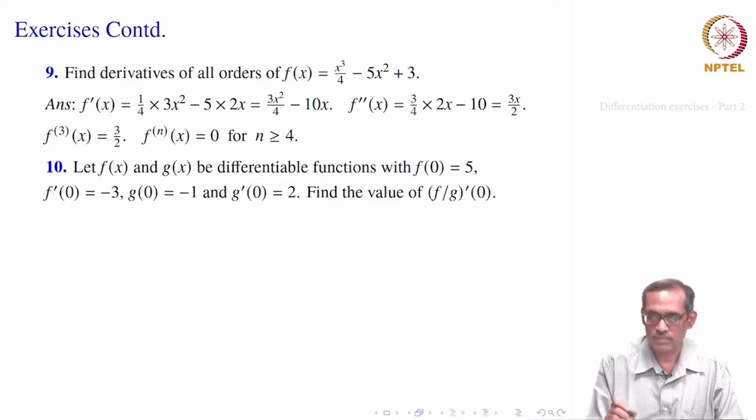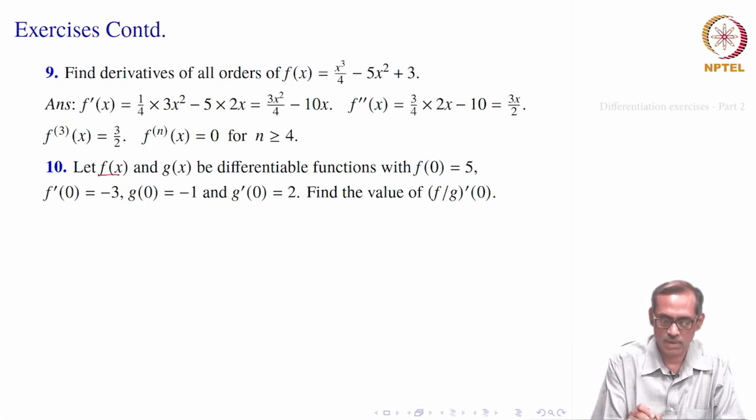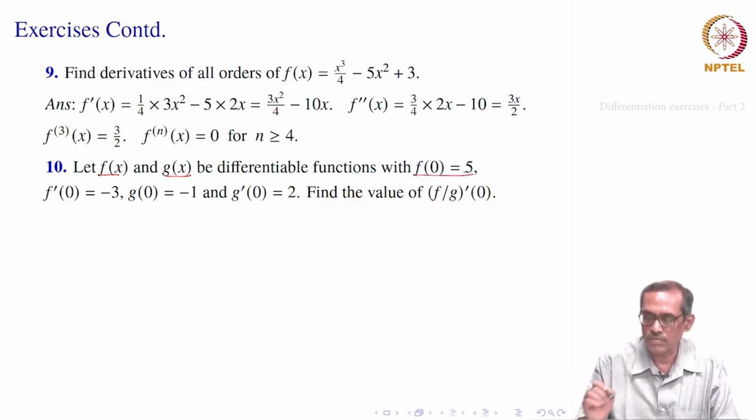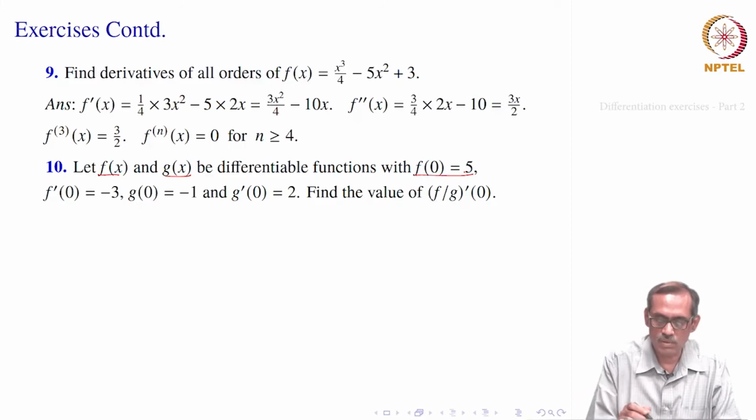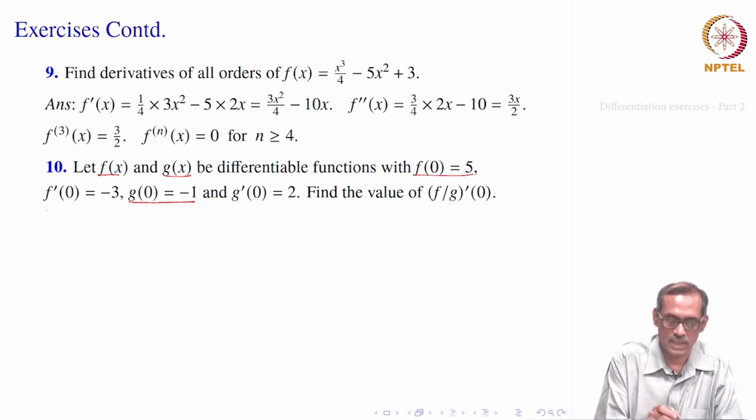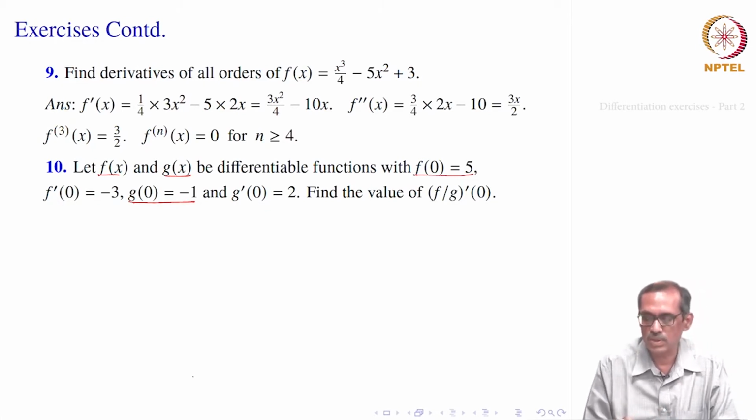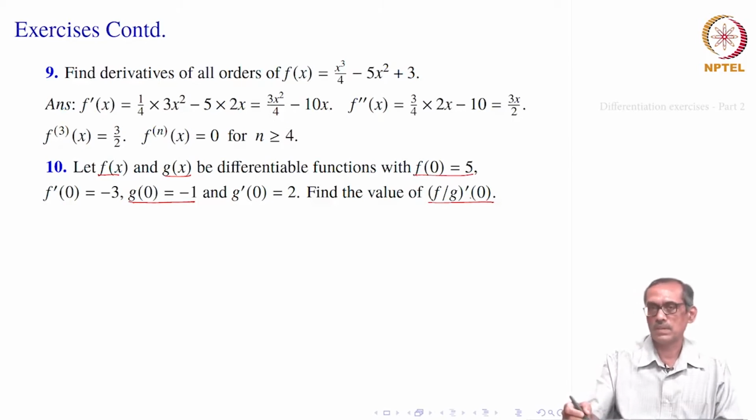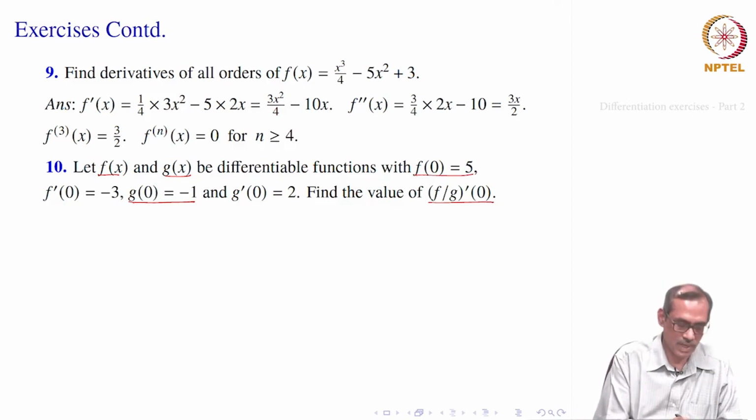Suppose we have two differentiable functions, f of x is differentiable, g of x is also differentiable, and it is known that f of 0 equal to 5. Similarly, we know g of 0 equal to minus 1, and also we know the derivatives at 0, that is f prime 0 is minus 3 and g prime 0 is 2. We want to compute the value of the derivative of f divided by g at 0. So, all that we have to do is use the differentiation of the ratio formula, right, division, and then see what happens.